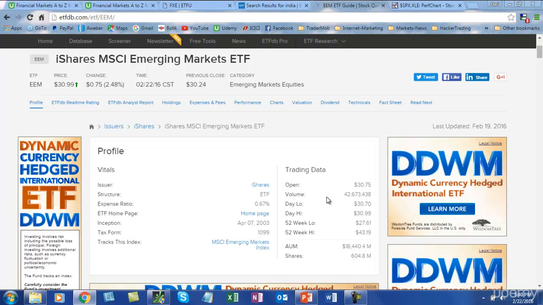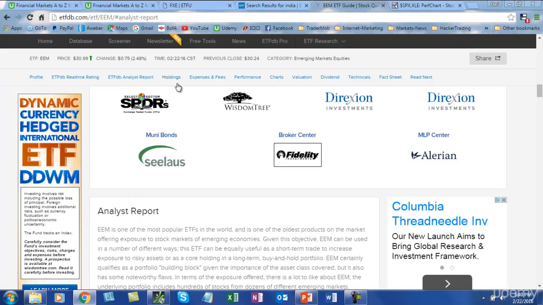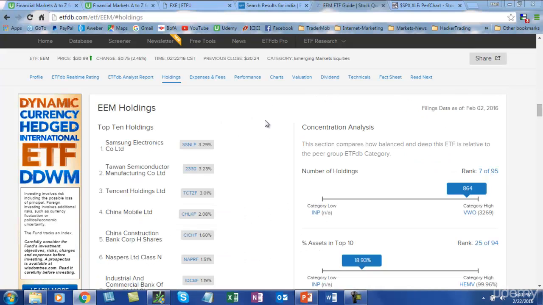In fact, if you just wanted to get broad exposure to all the emerging markets, then this is what you would invest in. EEM, one of the most popular ETFs in the world and one of the oldest products on the market. EEM can be used in a number of different ways. This ETF can be equally useful as a short-term trade to increase exposure to risky assets, because generally emerging markets are considered a bit risky, or as a core holding in a long-term buy and hold portfolio. So let's go see the holdings of the EEM.